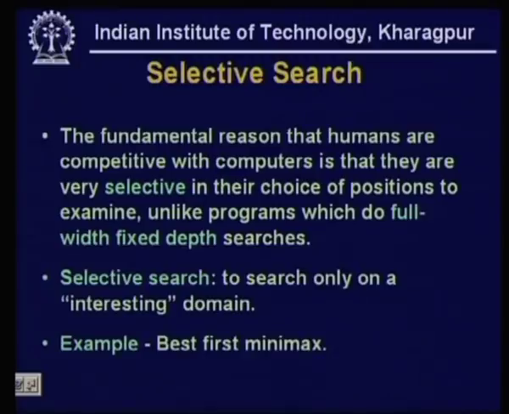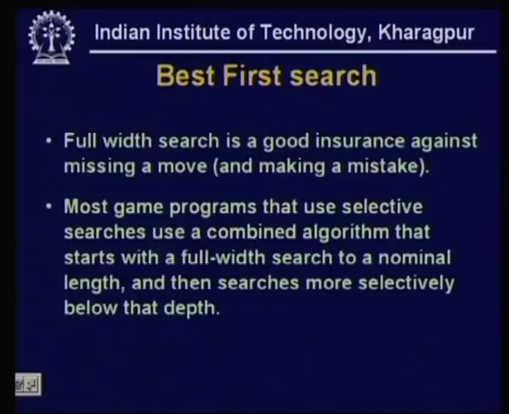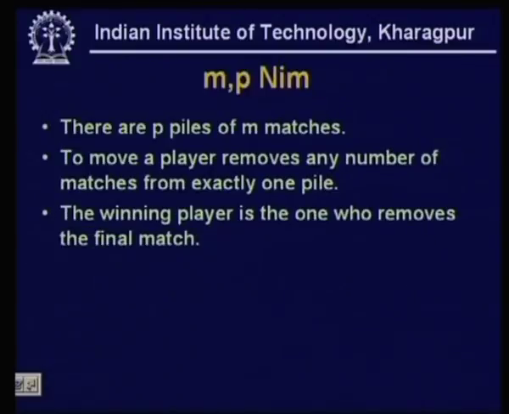And then, as I already mentioned, do selective search. The motivation is that when humans play games, they do not look at all possibilities, because they are not equipped to do that. So, they are very good at selecting those promising possibilities. So, selective search will identify the promising possibilities and search only on the interesting portion, and we get best first minimax, which I will not discuss now.